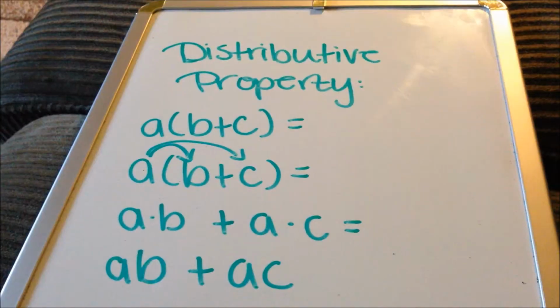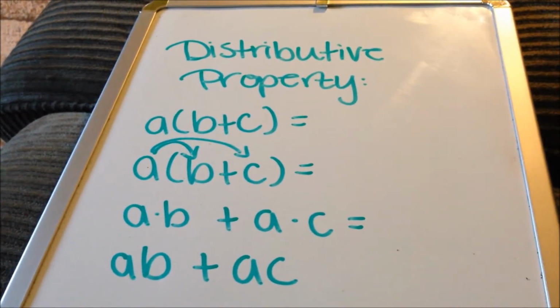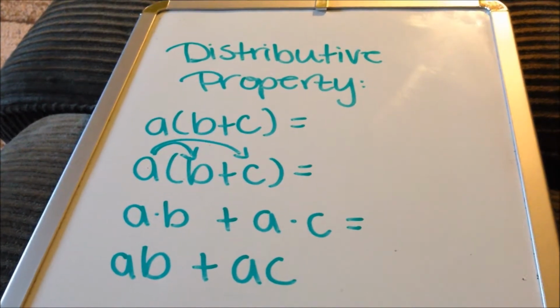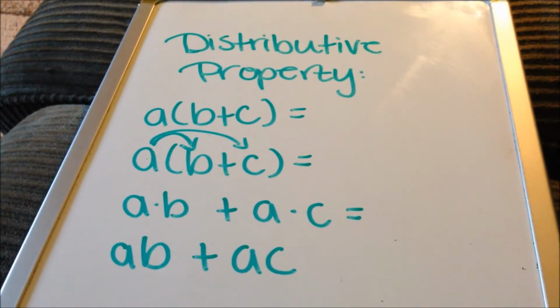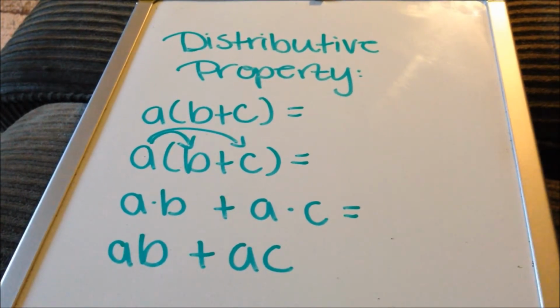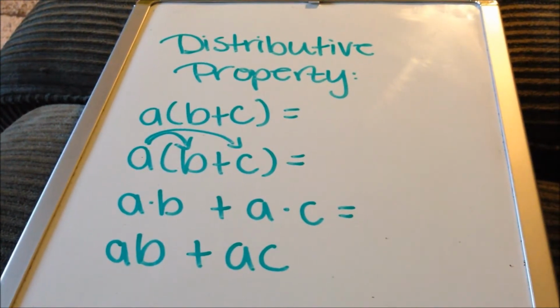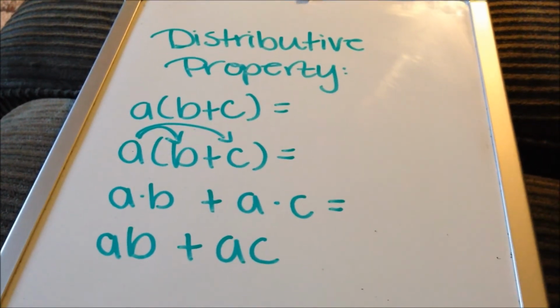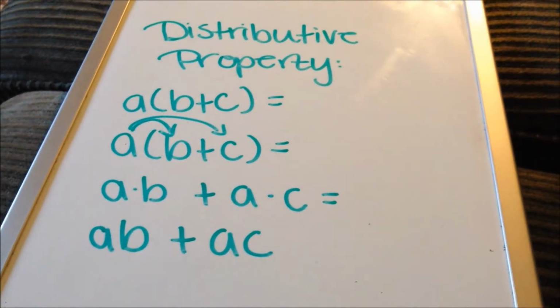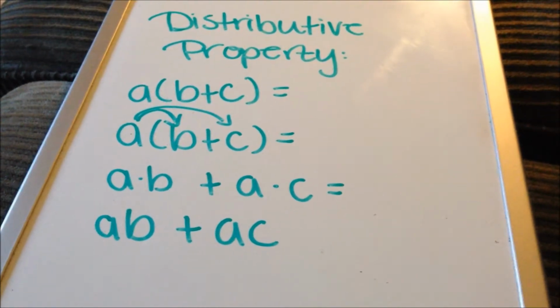The final property for this section is the distributive property. We have a times the quantity b plus c. When you have a single term times a quantity, you take that single term times each term in the quantity. So we're going to do a times b plus a times c. So our final answer is ab plus ac.